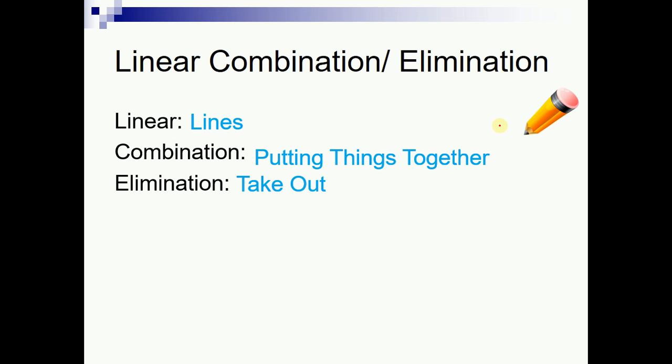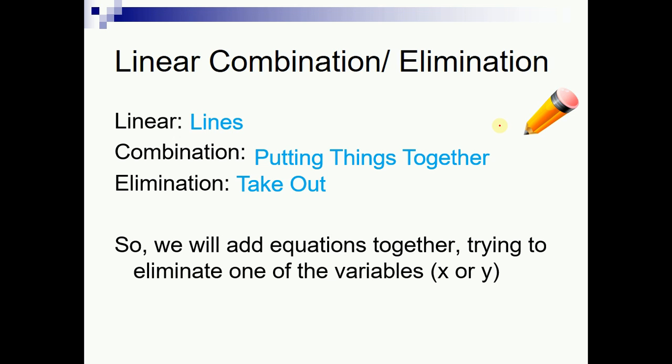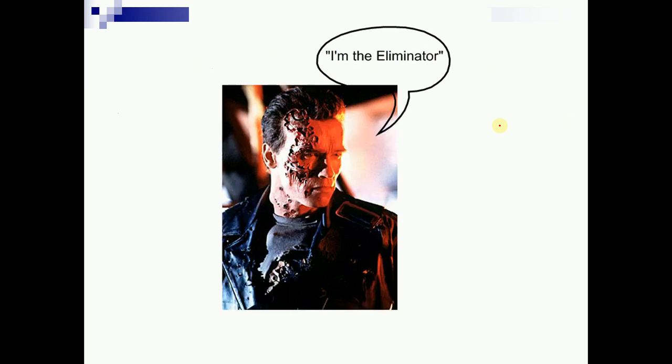So ultimately, guys, what are we going to do during this kind of method? We are going to add equations together, and this is going to allow us to eliminate one of the variables, either the x or the y. So we're going to take the 2 equations, add them together, and hopefully we will force it so that one of the variables will eliminate the other. Kind of like the eliminator. We're going to eliminate one of the variables.